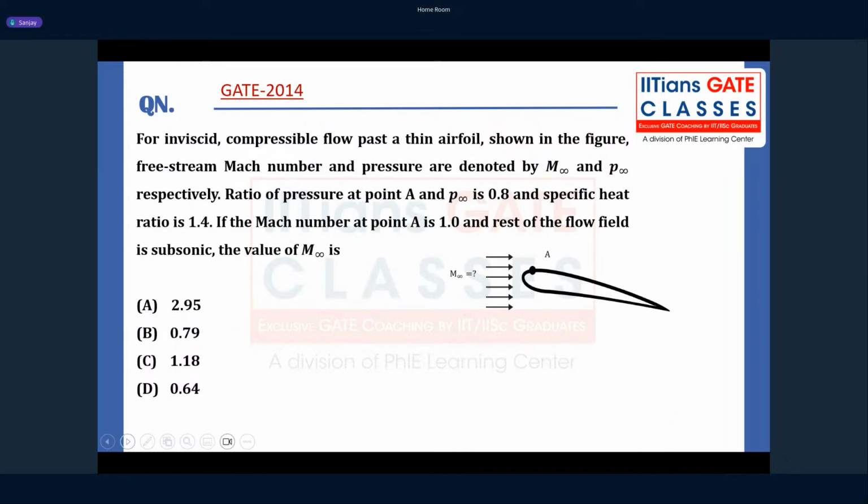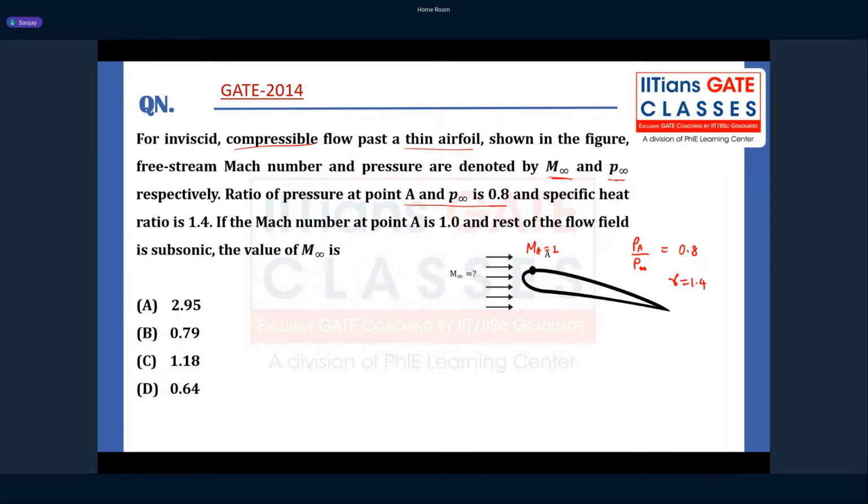So this is again a very interesting question. Let's see. For an inviscid compressible flow past a thin aerofoil, shown in the figure, the free stream Mach number and pressure are denoted by M infinity and P infinity. The ratio of pressure at point A and infinity is 0.8, which means PA by P infinity is given to you as 0.8. The specific heat ratio gamma is 1.4. Mach number at point A is 1. So if the Mach number at point A is 1, what is M infinity?